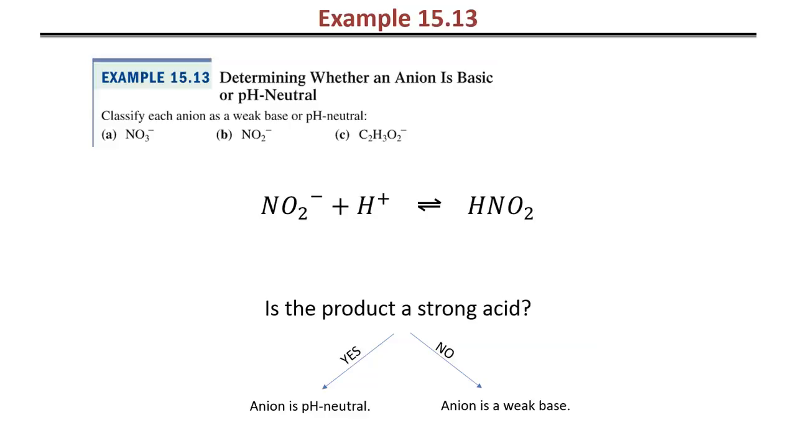So I hope that helps clarify a little bit more about how we tell whether or not an anion is basic or pH neutral. On Friday we'll consider cations. We have a couple other categories of cations to consider. Some are called Lewis acids, and some are going to be similar arguments to what we have here, except we're going to see if they can basically lose a proton.